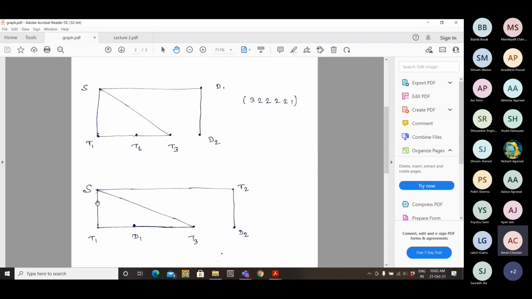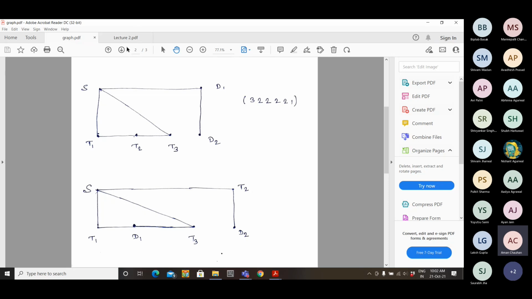Yes, sir. See, the degree of D1 and the degree of T2 are the same, but S is adjacent to D1, while S is not adjacent to T2. So now we take such a graph where S is adjacent to T2. We just rename this vertex as T2 and this vertex as D1. So we have such a graph where S is adjacent to T2, T1 and T3, but S is not adjacent to D1 and D2. So here is the result, here is the graph.